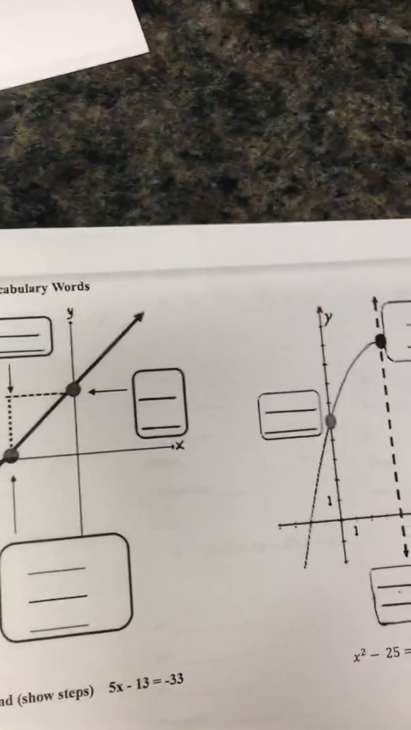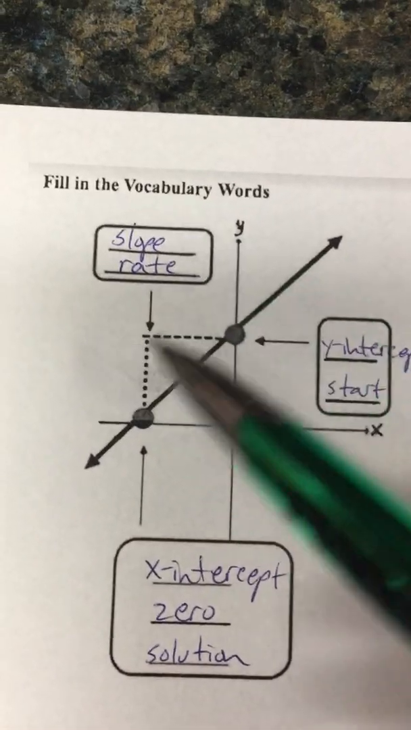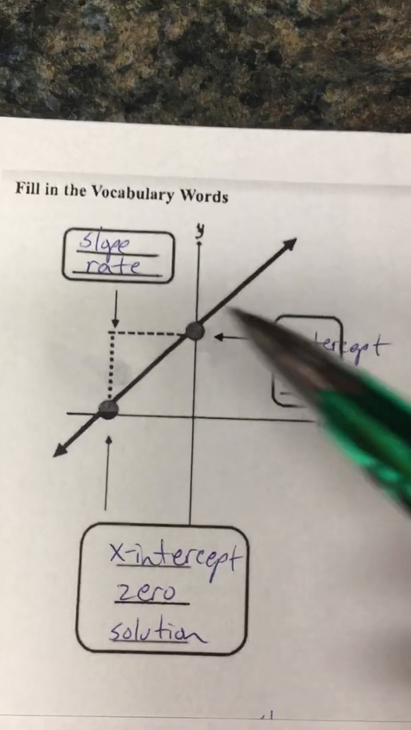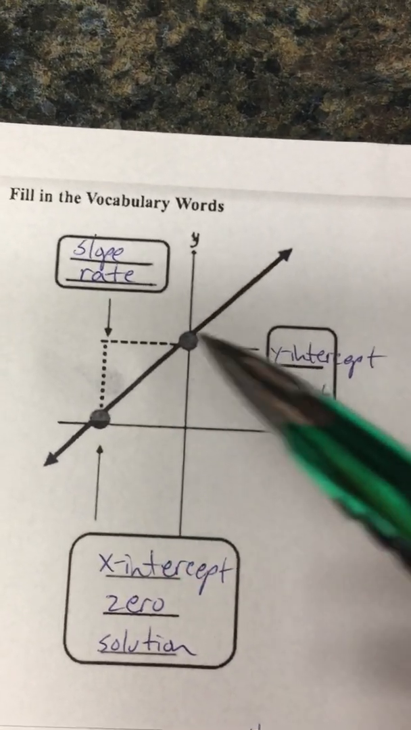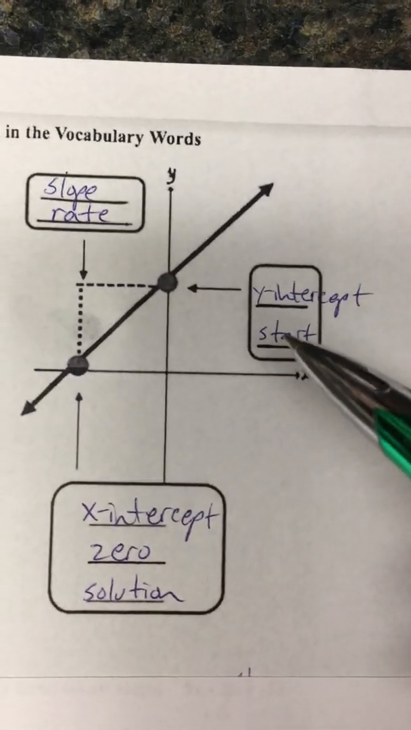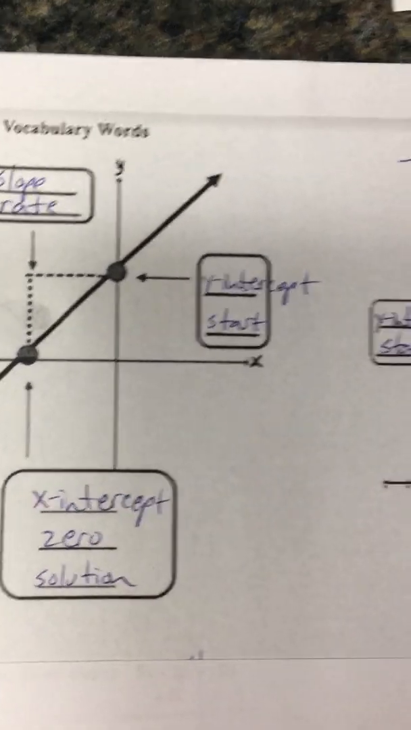Hopefully you can do it now without looking at the posters, but if you need to look at the posters, of course you still can. Here are the words on the linear one. Slope and rate mean the same thing. So if they ask you for rate or rate of change, you're looking for slope. You count up and over from 2 pretty points, it's rise over run. Where it crosses the y-axis, y-intercept is the starting amount on a word problem. And of course the x-intercept, zero, and solution all mean the same thing where it crosses the x-axis.